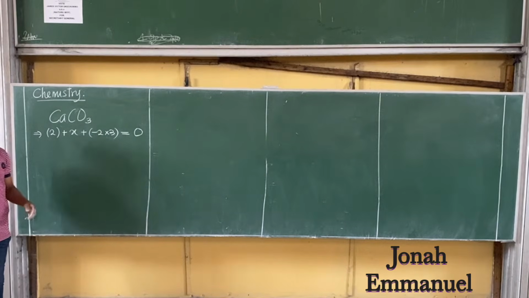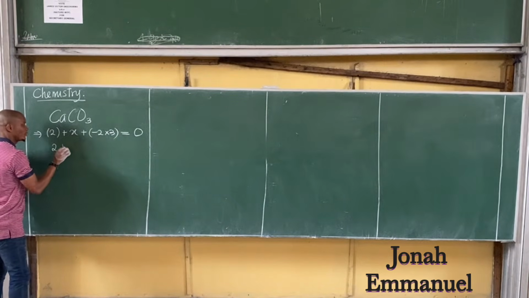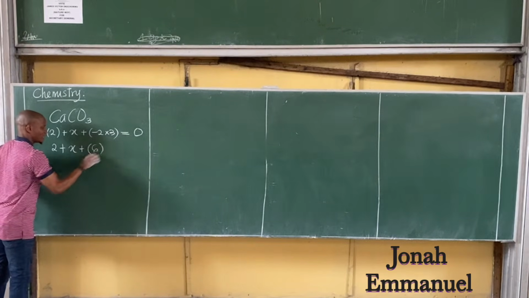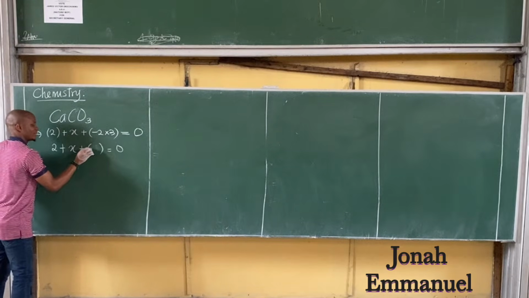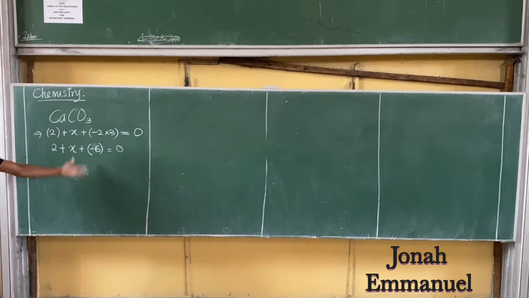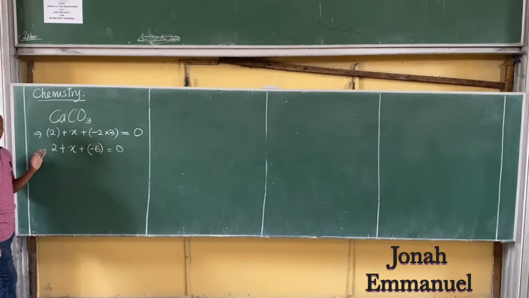Get X here. Some people don't like solving, but it's just working it out. What do you get now? 2 plus X plus minus 2 times 3, that's 6, is equal to minus 6. Some people make mistakes when solving. Anyways, let's proceed. Please see what here? Minus 6, right? Let's proceed.